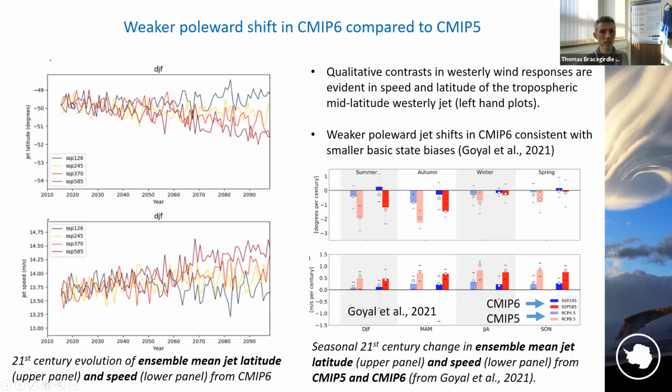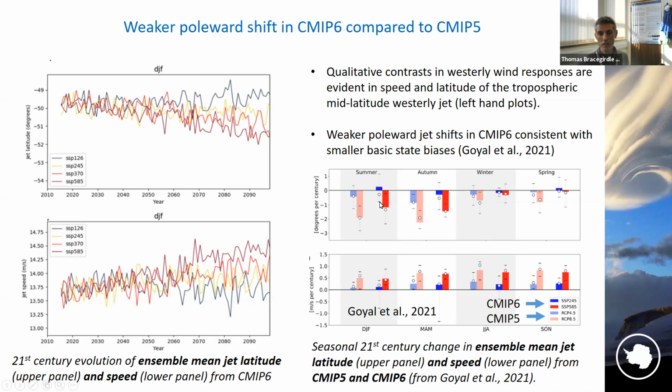So, in summer, if you look at this jet latitude index, you see a slow poleward shift of the jet stream in most scenarios, but unsurprisingly less so in the low emission scenario, as we've just seen, and a strengthening in most scenarios as well.